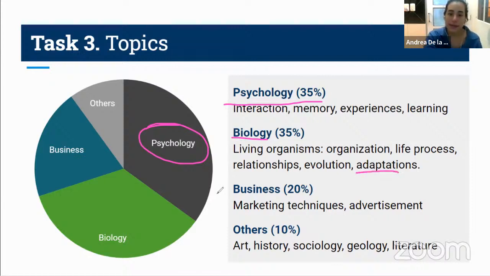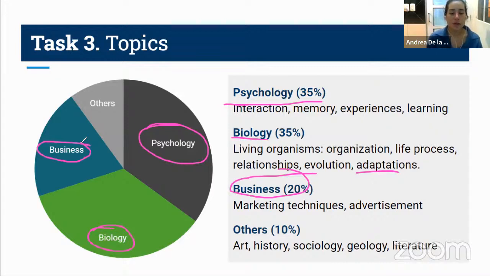And finally, the other one is business, all right? And it isn't really hardcore business, but instead it's just ways to attract customers. So it is very likely that you'll have something related to marketing, advertising techniques, things like that, okay? Now, obviously nothing's precise, so there is a small chance that you have something else. So be prepared, don't be surprised if you don't have one of these. It isn't common, but it is possible that you get something related to the arts, to geology, literature, sociology.